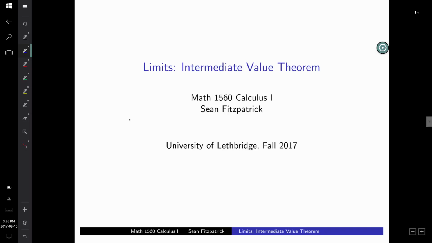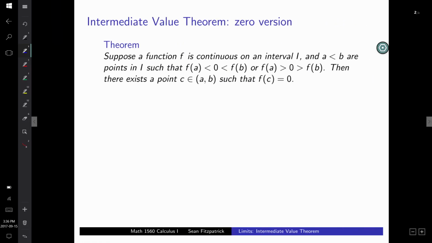This is a theorem that seems like a very obvious result, but it's in fact quite difficult to prove. This statement looks a little bit intimidating, but let me sketch out what this is telling you. You've got a function, and it's continuous on some interval, let's say from A to B. And we suppose that at one end of the interval it's negative, and at the other end of the interval it's positive.